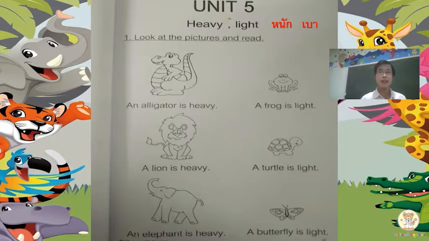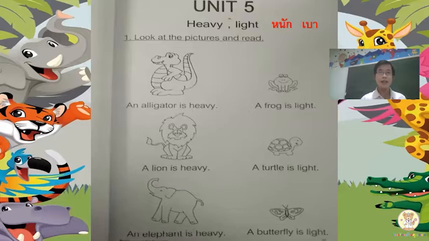Okay, please take a look at the lion. A lion is heavy. Okay, please take a look at the right side. A turtle is light. Again, you can see that a lion has an extremely large body. So that's why they use the word heavy to explain its body. While you can see that a turtle is very small and tiny. So they use the word light to explain a turtle's body.